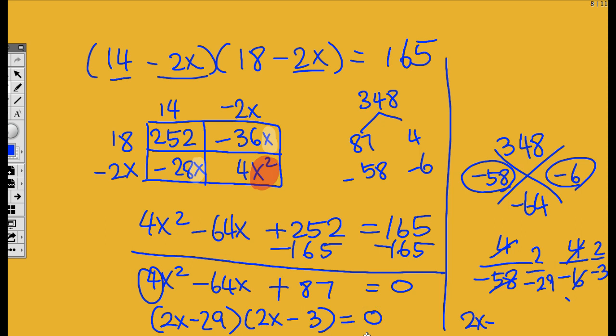Is that the answer? No, not yet. So now you have to find the answer, right? So x, you have to say this is equal to 0 and this is equal to 0, okay? So basically your answer is going to be x is equal to 1.5 because you're going to add 3 and divide by 2. And if you do this one, it's going to be 29 over 2, which is 14 point something, and that doesn't make sense because the width of your pathway cannot be bigger than the actual rectangle itself.